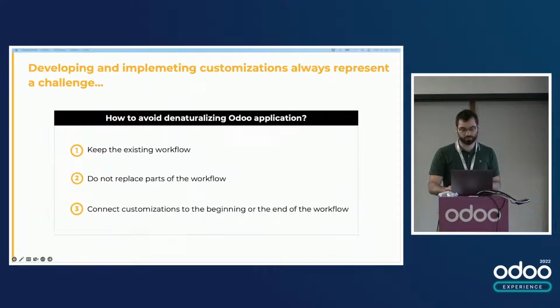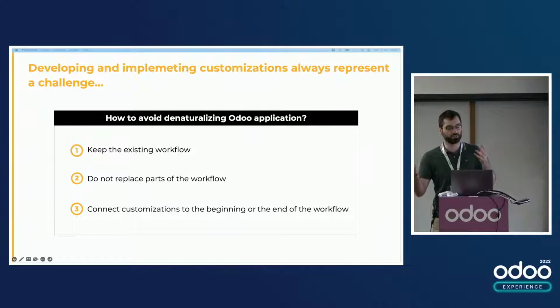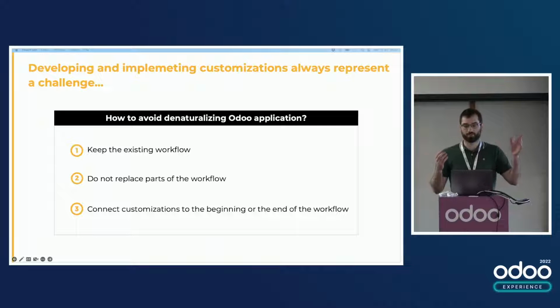And this leads us to the next slide, which is how to use base Odoo applications and customization together. What we are trying to do at Odoo is to keep the existing workflow from the base Odoo applications. We don't want to break anything, so we don't want to replace part of the workflow. We only want to add a few customizations either at the beginning or at the end, so that we only have a few connecting points between our customizations and the Odoo-based applications, so that there are fewer chances that something would break down.